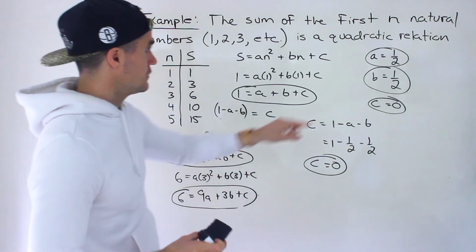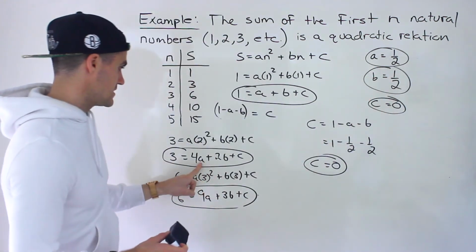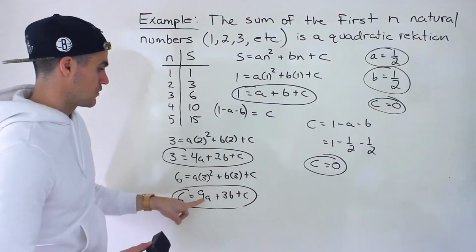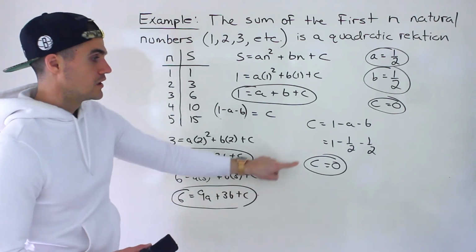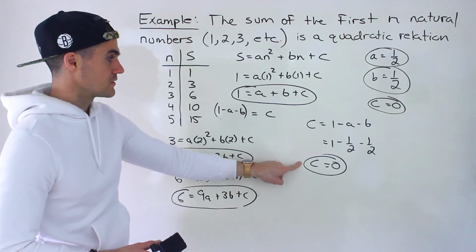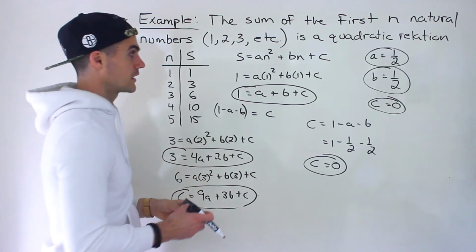Now another thing I want to mention, if you plugged in 1/2, 1/2 for this a and this b isolated for c, you'd still get a c value of 0. So it doesn't matter which ones you plug in.